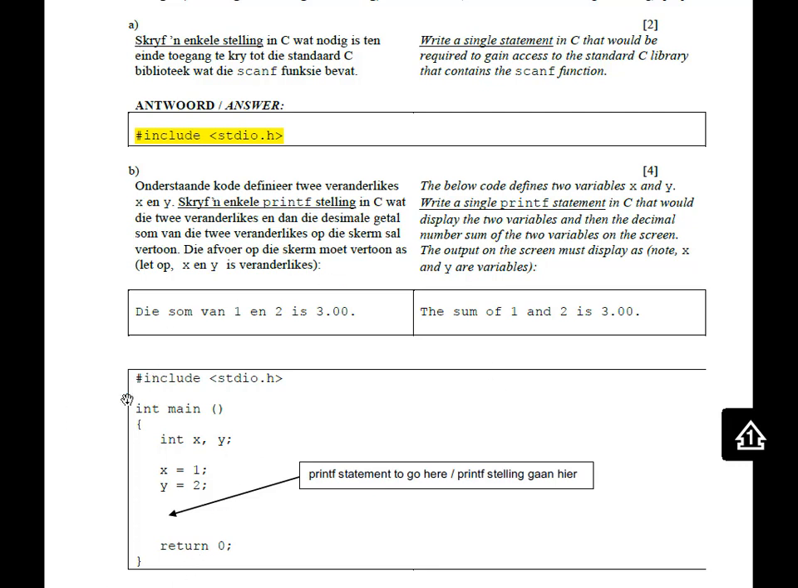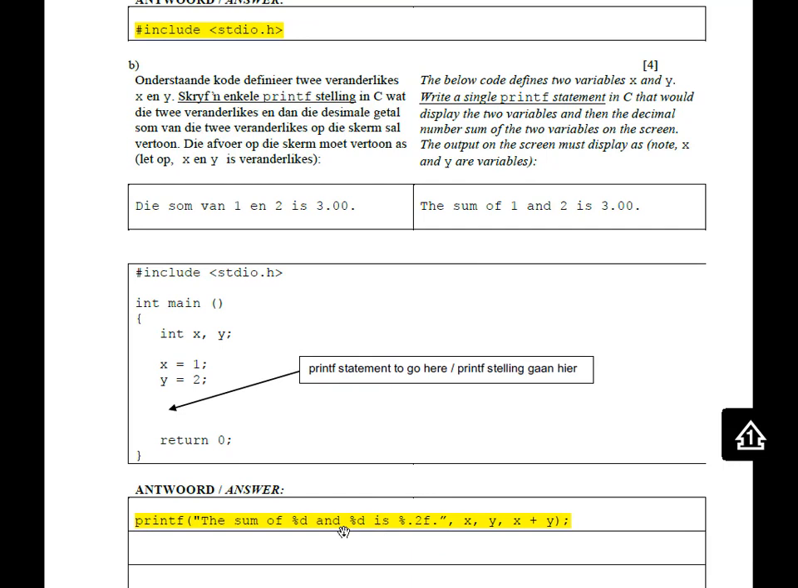The code below, the code in this block over here, defines 2 variables, x and y, both of them integers, and you need to write one printf statement. So these boxes show you a printf statement to go here with an arrow that would display the 2 variables and then the decimal number sum of the 2 variables on the screen. Okay, so the output on the screen must display as follows. So the sum of the first variable and the second is, note there is a floating point summation of the 2. So the question is, what goes in here?